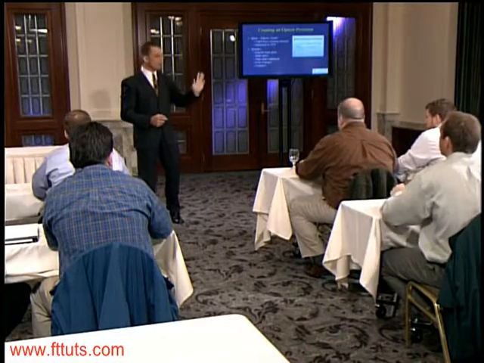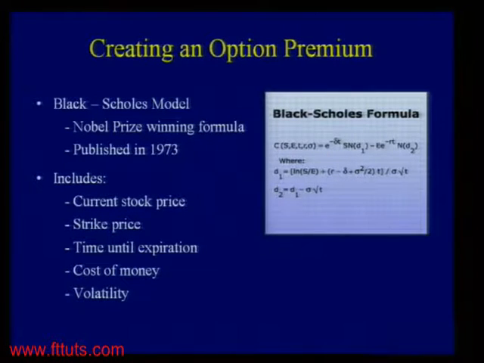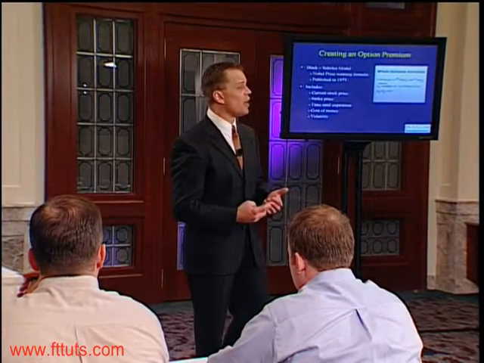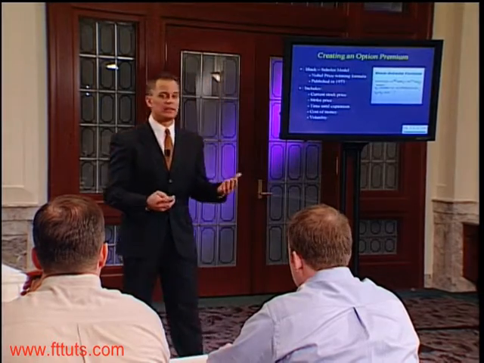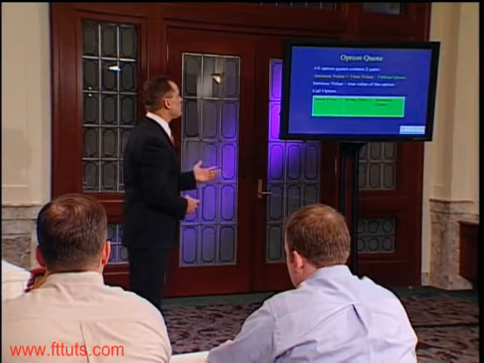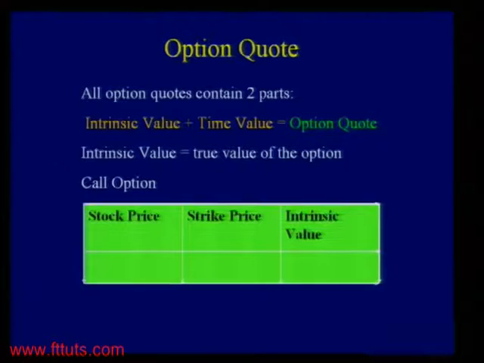We don't need to know everything about everything, but it's key to understand that this model incorporates the current stock price, the strike price, the time until expiration, the cost of money, the Fed funds rate, as well as volatility. Now, a huge factor, probably the largest factor there, is the volatility and how the volatility affects the price, the movement of the stock. Well, let's go over an option quote. Let's go over the basics of an option quote so we can use this to help us profit.